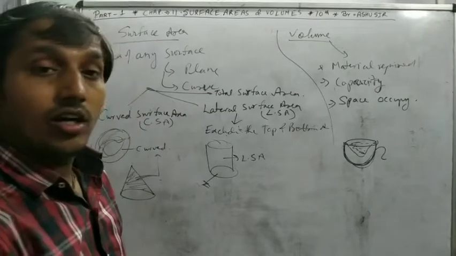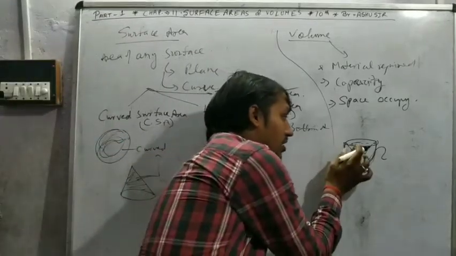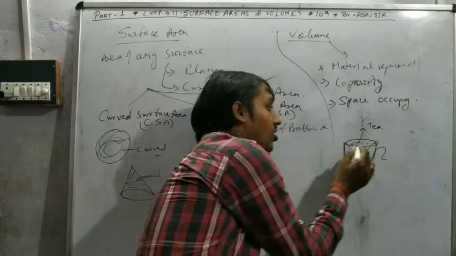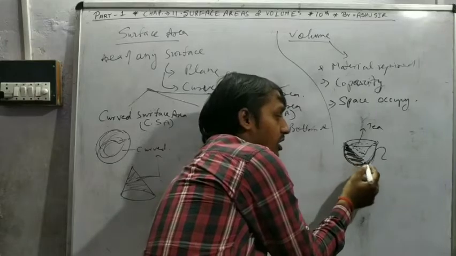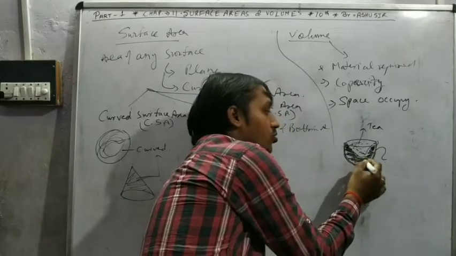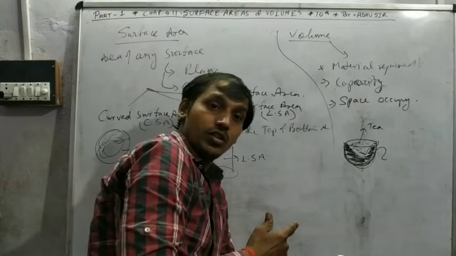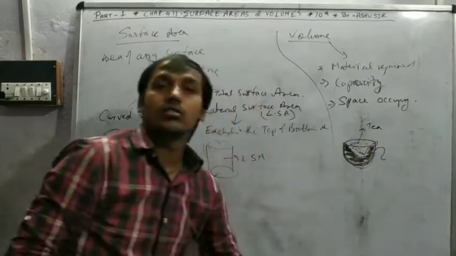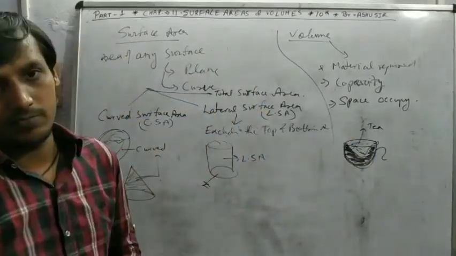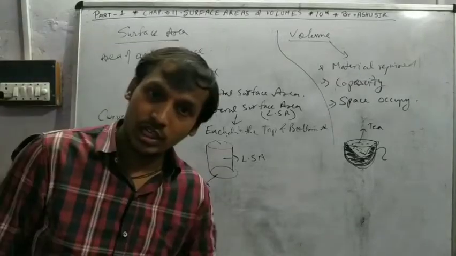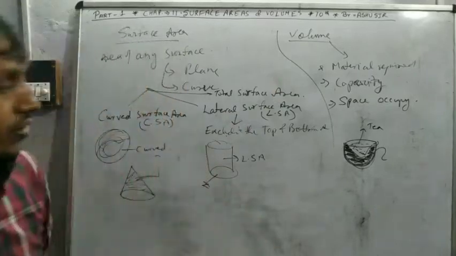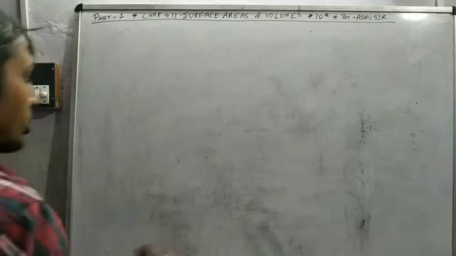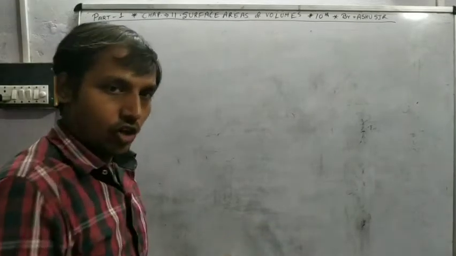Material required, that is the material required. Means here the cup, here is the material required. The volume of this is also found using the difference between the outer and inner volume. So these three are different things: space occupied, capacity, material required. They are all found by using the formula of volume. Okay? Pause the video, note down. So this is what surface area and volume are.